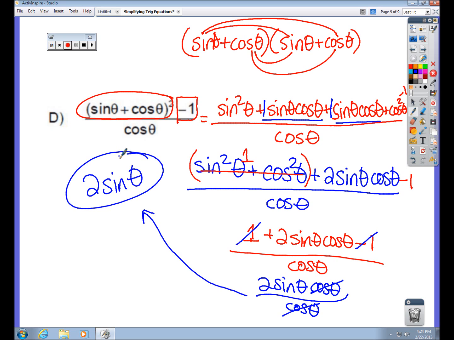We will do number 5 that's on the bottom tomorrow. Okay, so for now, you're going to take these notes and see if you can use some of these principles to work on trig worksheet number 2.